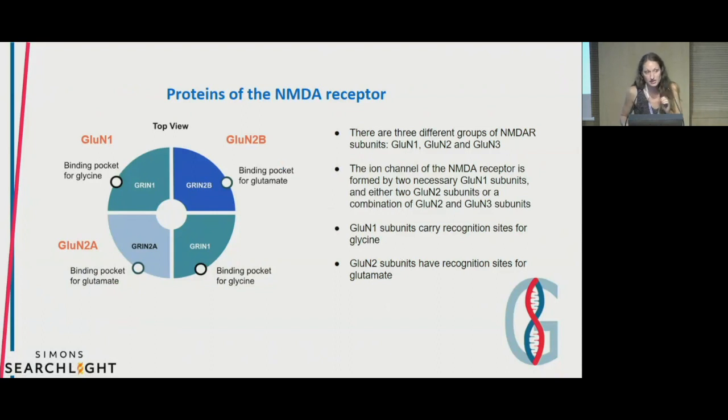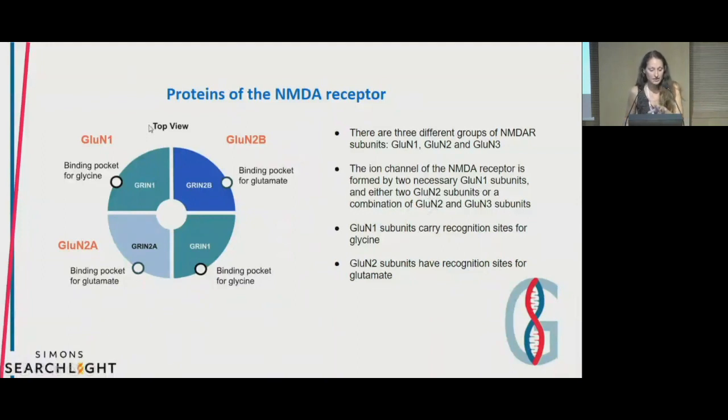It is the GRIN2s that bind the glutamates, and it's the GRIN1s that bind the glycines, but you can make a combination to make an NMDA receptor, but it usually consists, the rule is 2 GRIN1s and 2 GRIN2s, or a combination of 2 and 3.